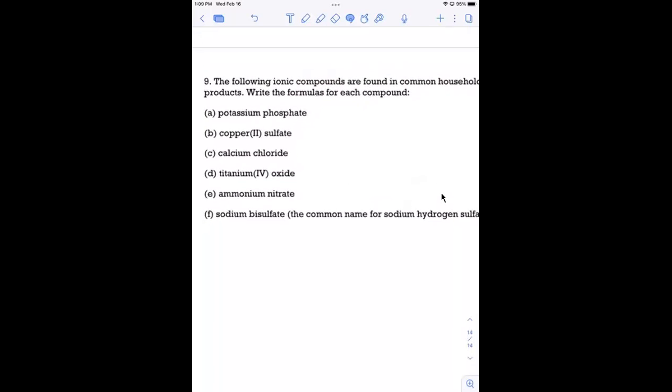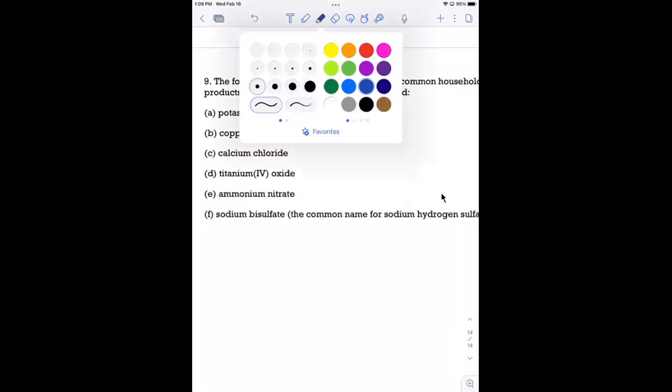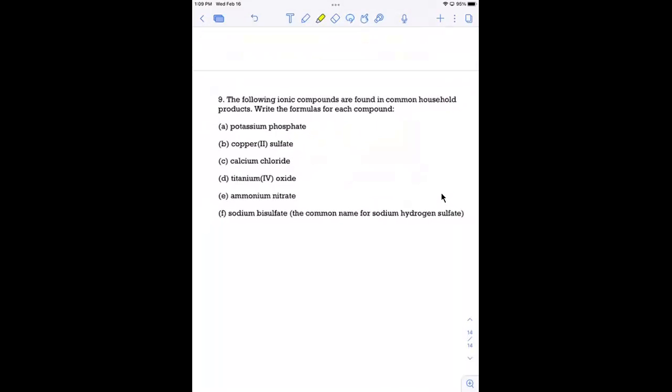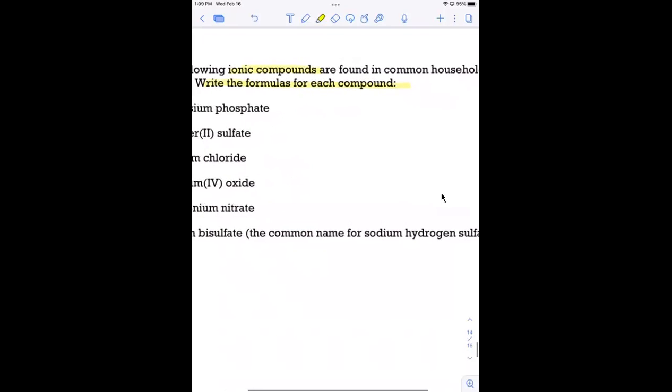So we're going to take this first problem, and what we're going to do is basically deconstruct these examples. As it says, the following ionic compounds are found in common household products. Write the formulas for each compound. We're going to do something in addition to that. We're not just going to write the formulas. We're also going to break these things apart into their components. So each compound is made up of a cation and an anion because it's ionic. I'm sorry.